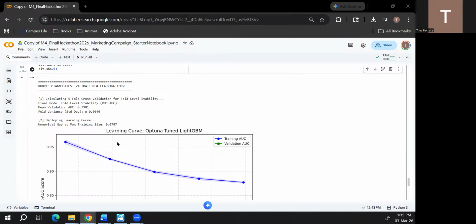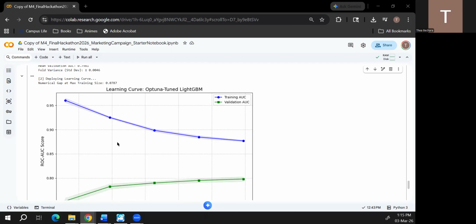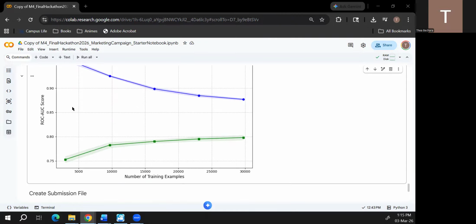Then I look at the learning curve, and when analyzing the convergence slope on this graph, the behavior is exactly what we want to see. Early in the training process with fewer samples, there is naturally a wider gap between the training and validation lines. This indicates high variance or slight overfitting because the model doesn't have enough examples to generalize yet.